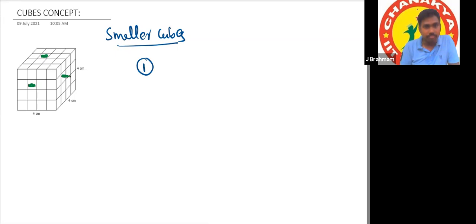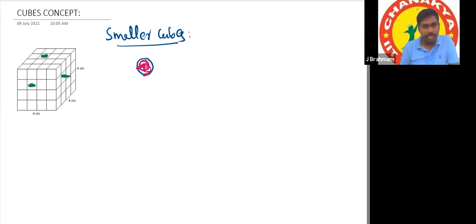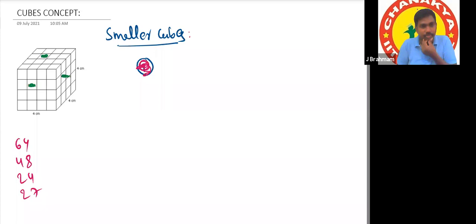Yes. So 64. Any other answer? If you want, I'll give options: 64, 48, 24, and 27. Sir, any kind of cube is possible, right? Check once again. Verify once again, Mohit.